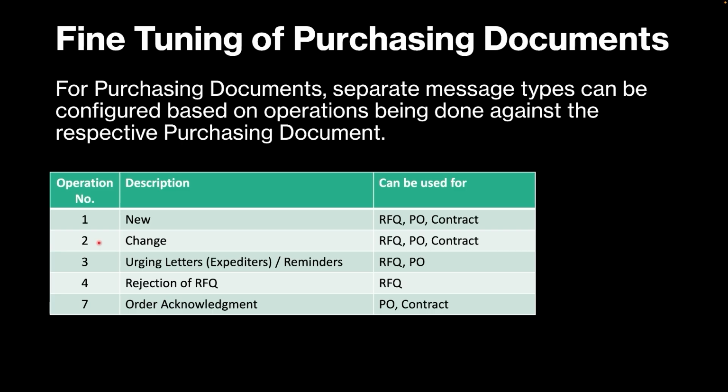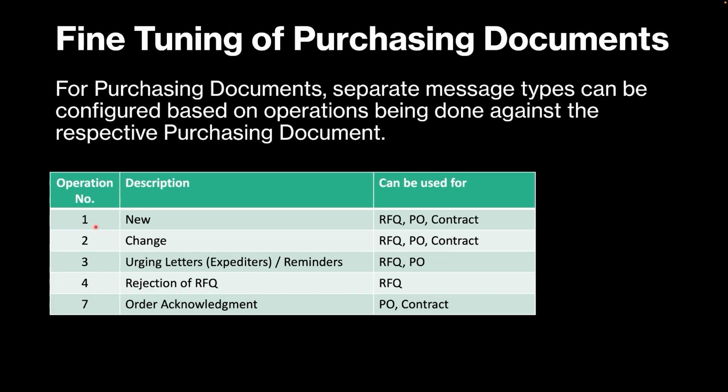So SAP allows you to have different output types for both these operations. That is, if you have a new purchase order, then the output format will be different. If you have a changed purchase order, then the output format you can keep as different. Let's say that once you change the PO, you send it in a different format. You only mention the fields which you have changed. So this is called the fine tuning of the purchasing document, and system understands this fine tuning through the operation that you do. And in the system you can configure various document types based on the operations that you are doing.